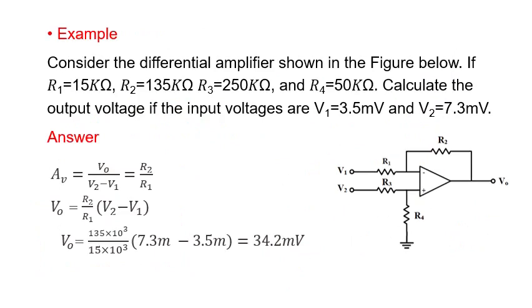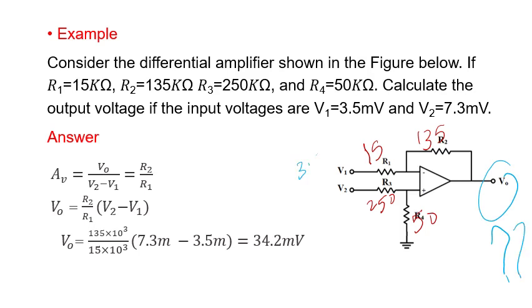Here in this example, we have a differential amplifier with the parameters given: R1 equal to 15, R2 equal to 135, R3 250, and R4 equal to 50 kilo ohm. Keep in mind all are in kilo ohm. Now, calculate the output voltage if the input voltage V1 equals 3.5 millivolt and V2 equals 7.3 millivolt.